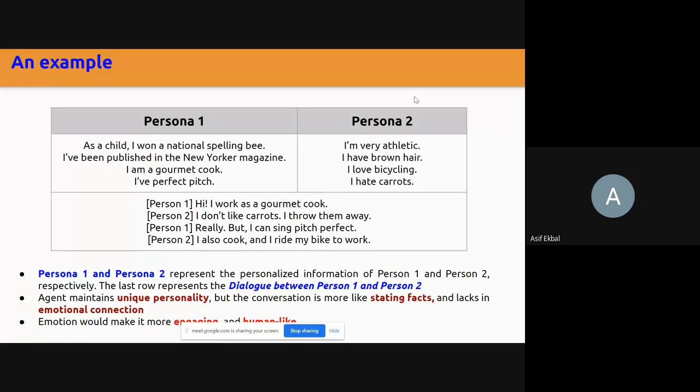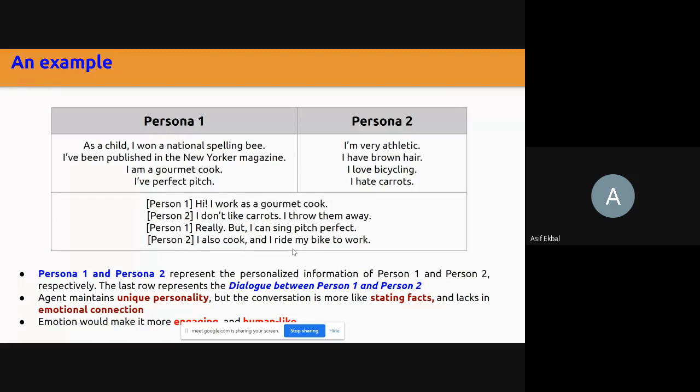Now these two persons have given their own information, some background information about themselves. If person 1 sees person 2's information, and person 2 can see person 1's, based on this basic information they can build some kind of trust among themselves and communicate. So person 1 can say, hi, I work as a gourmet cook. Person 2 suddenly says, I don't like carrots, I throw them away. Now person 1 says, really, but I can sing pitch perfect. Person 2 says, I also cook and I ride my bike to work.